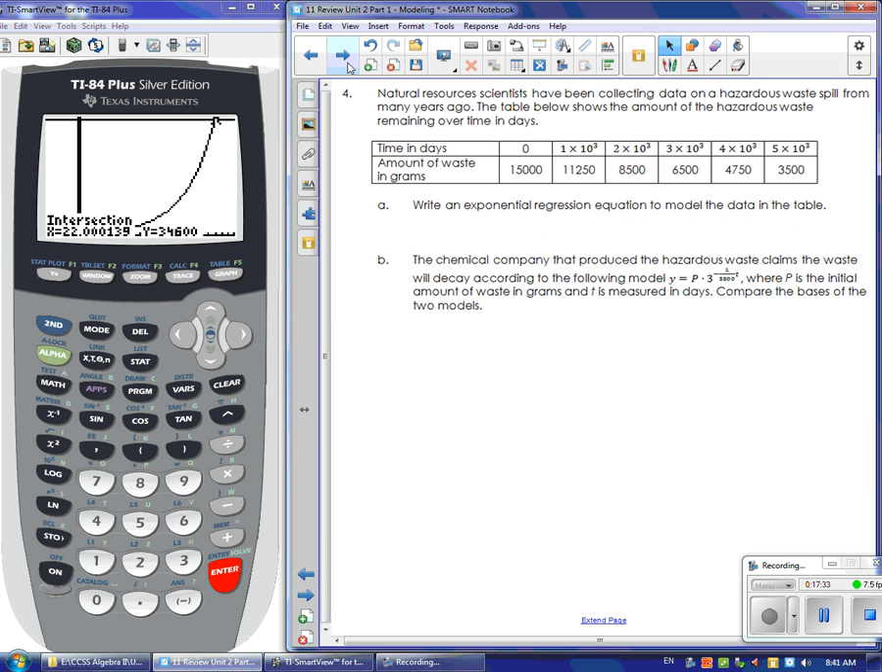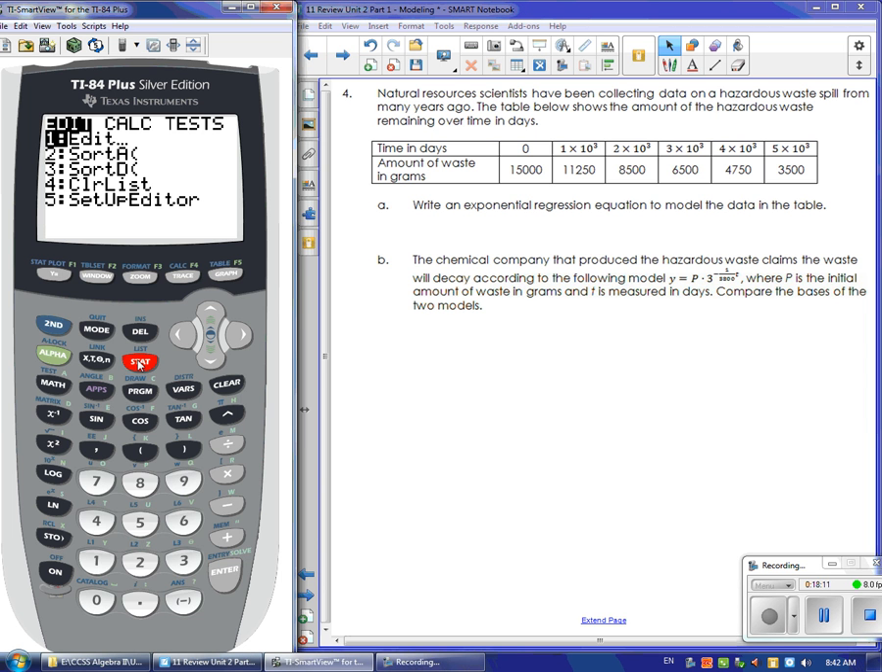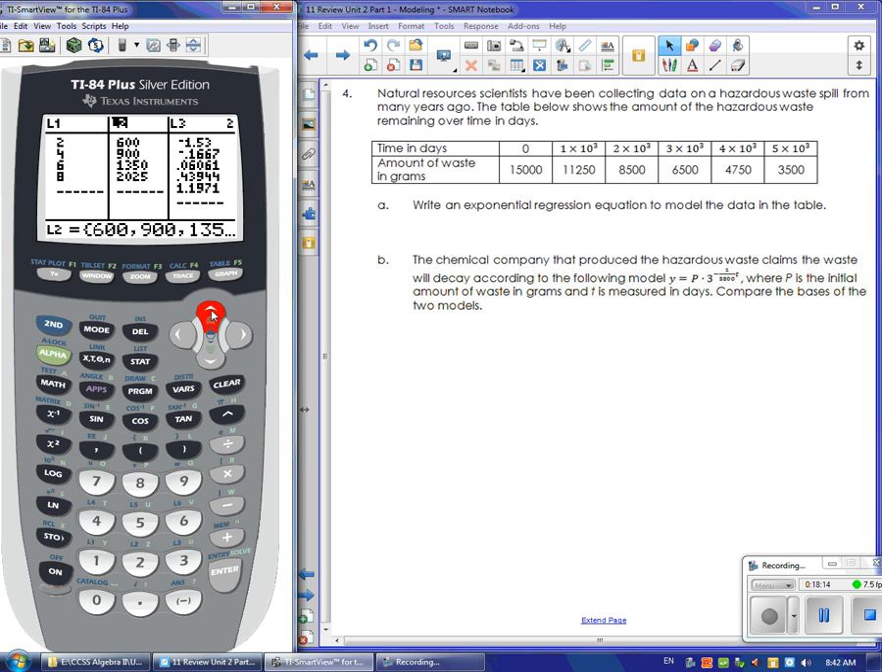All right, and number 4, it says natural resources scientists have been collecting data on a hazardous waste spill from many years ago. The table below shows the amount of the hazardous waste remaining over time in days. So notice how the x value in this case has been written in scientific notation. So you can enter these in your calculator just like they're written here in the table, and I'm going to show you how to do that in just a second. We also have the amount of the waste that's left. So notice that the amount of waste is getting smaller. It's decaying. So letter A is asking us to do exponential regression to model the data in the table. So again, I'm going to go ahead into my lists, and let me clear out what's in there.